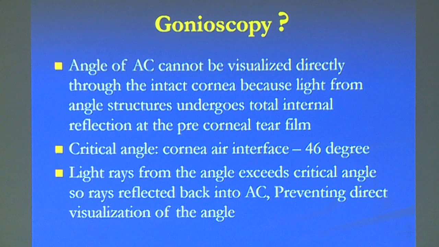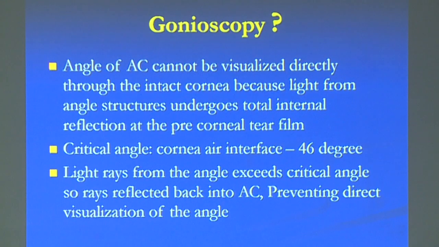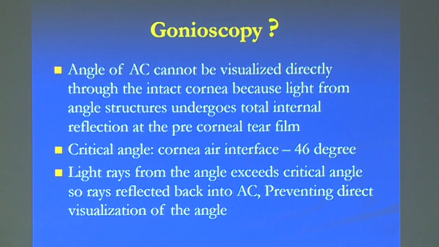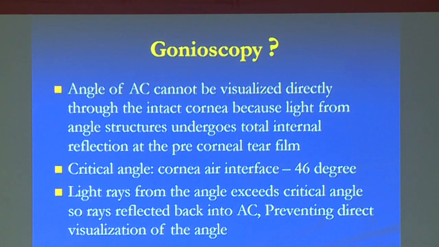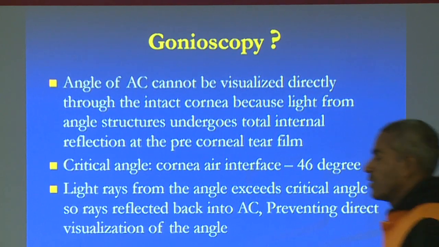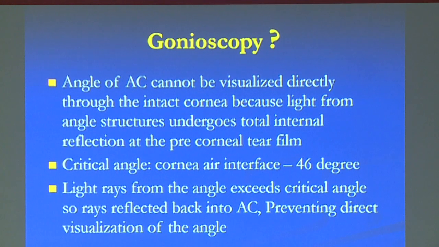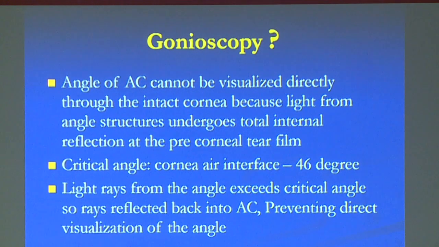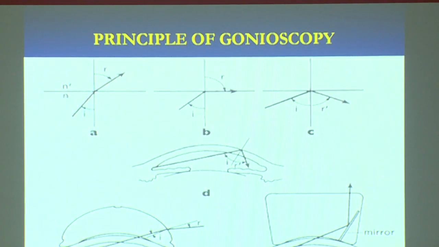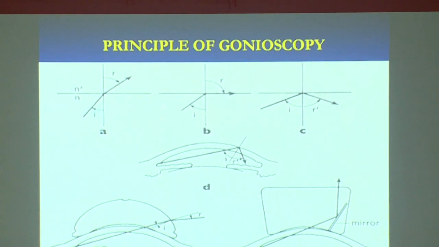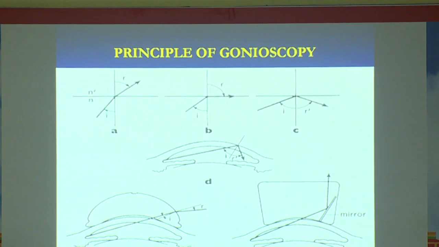Why is there a need for gonioscopy? The angle of the anterior chamber cannot be visualized because there is total internal reflection at the precorneal tear film. Light rays from the angle exceed the critical angle, so they are reflected back into the anterior chamber, thus preventing the direct visualization of the angle. In this picture, we can see that as the angle of incidence increases, there is total internal reflection.